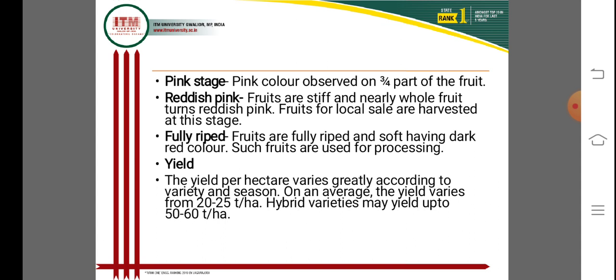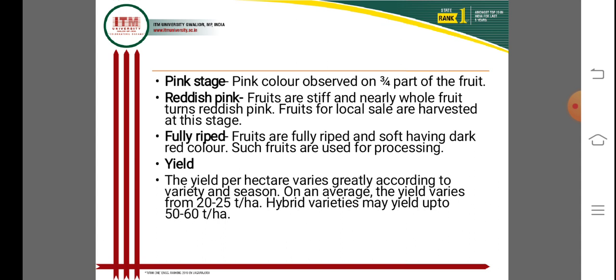Reddish pink fruits are shipped to nearby markets as whole fruits. Fruits turning reddish pink are harvested for the local sale, and this stage can also be used for the local market supply chain also. Fully ripened fruits are used only for the processing industry, which is good for making tomato ketchup, sauce and other products also. There are many processed products of the tomato.